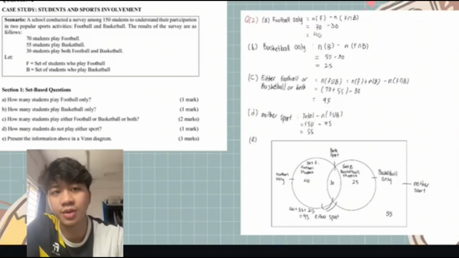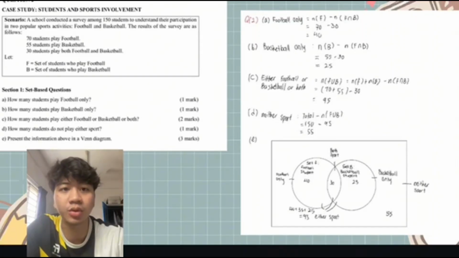For question A, how many students play football only? We take the total number of football players, which is 70, and subtract it by 30 who play both sports. This will give us 40 students. For question B, how many students play basketball only? We take the total number of basketball players, 55, and subtract the 30 students in the intersection. This gives us 25 students.